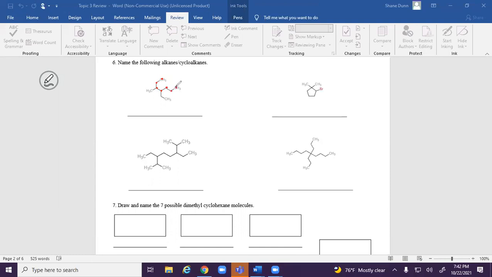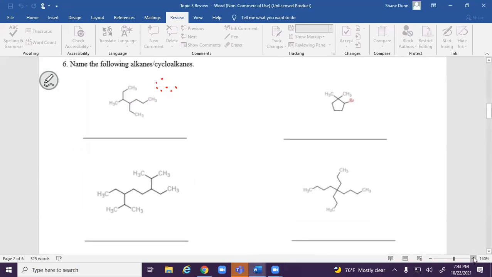1, 2, 3, 4, 5, 6, 7. Is it the longest carbon chain? Is this too far away for you guys? Maybe zoom it, make it bigger. Yeah, I can make it bigger if you want me to. Okay, I'm gonna make it bigger.